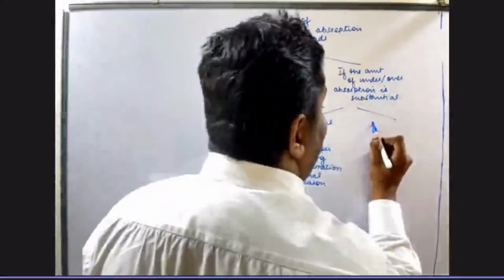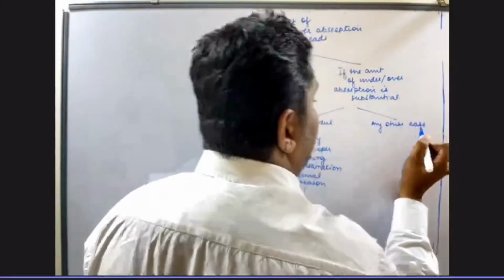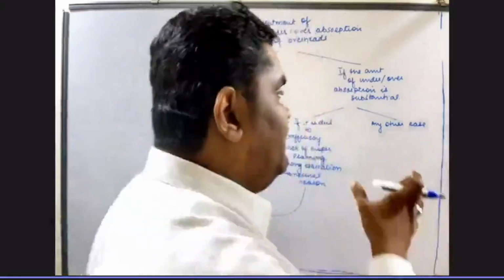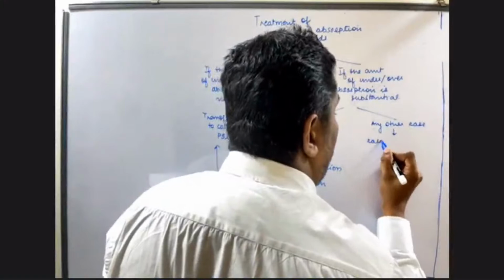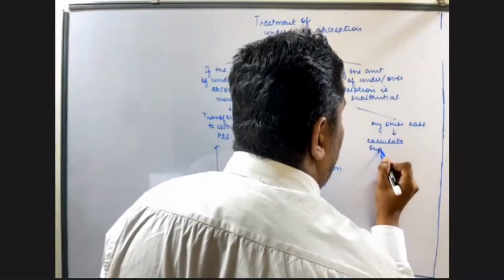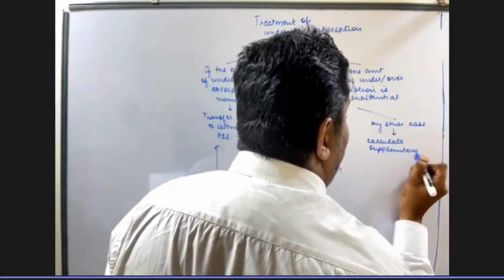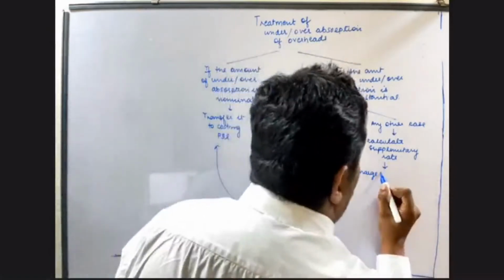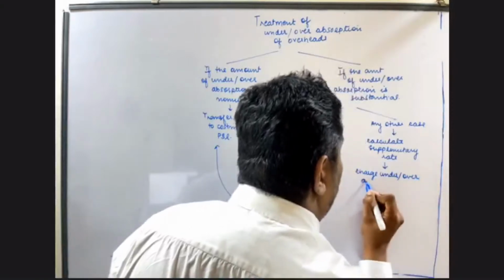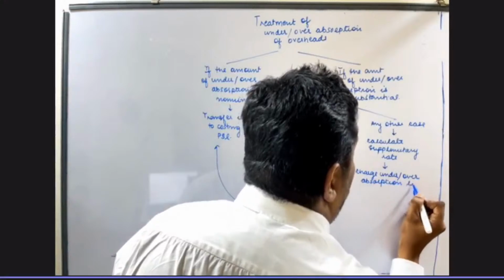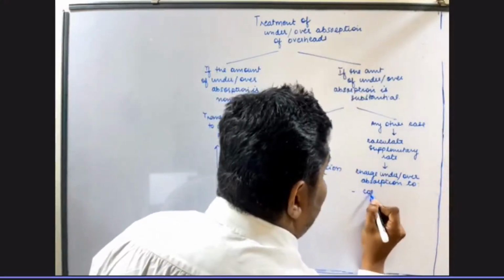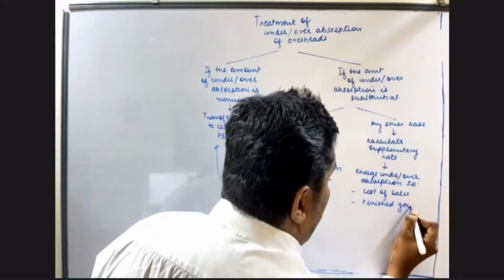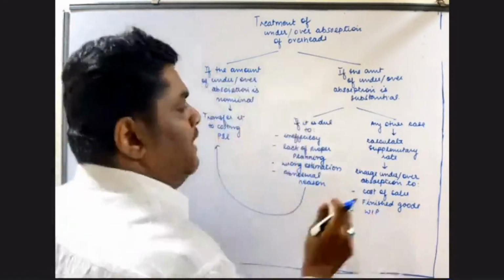Further, in any other case, that is either due to inflation etc., if it is due to normal reasons or inflation, what we do is calculate a supplementary rate and then charge the under or over absorption to cost of sales, finished goods, and work in progress. I'll be discussing this part practically.